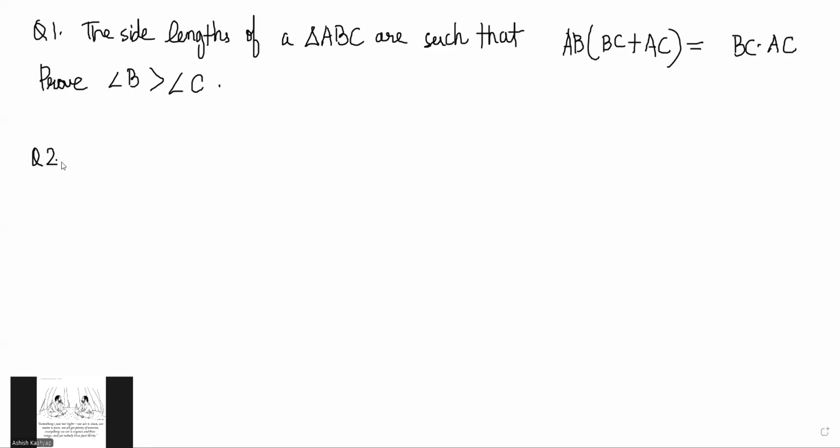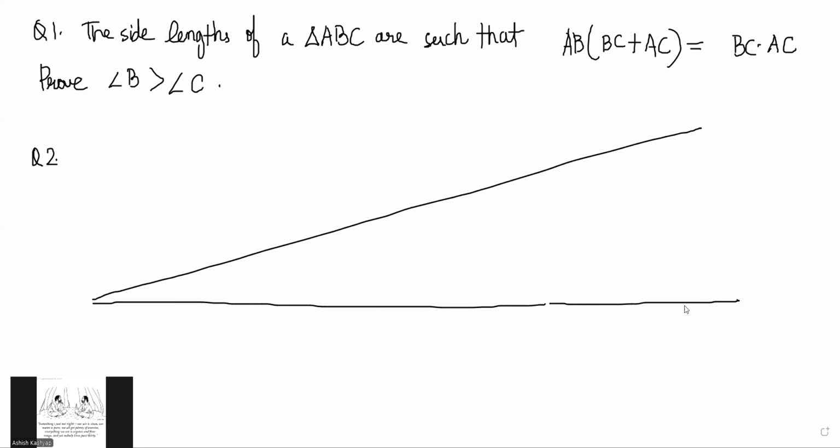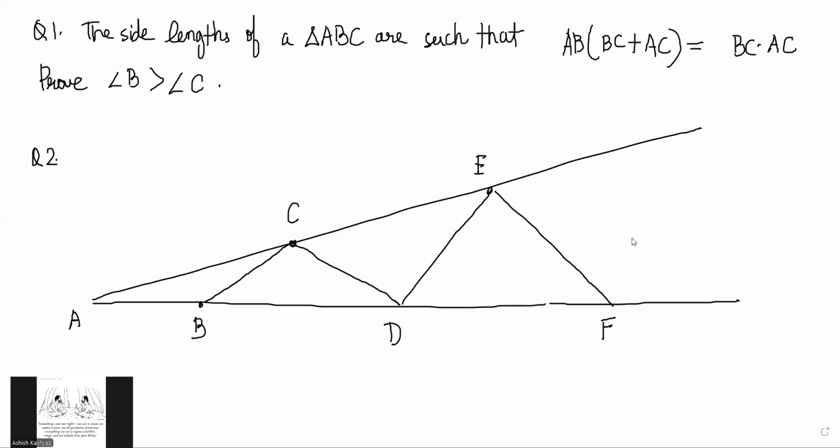The second problem is there is a figure that is drawn. The figure looks like this. This is A, B. Then from here there is a C, D, E, F, G, H.